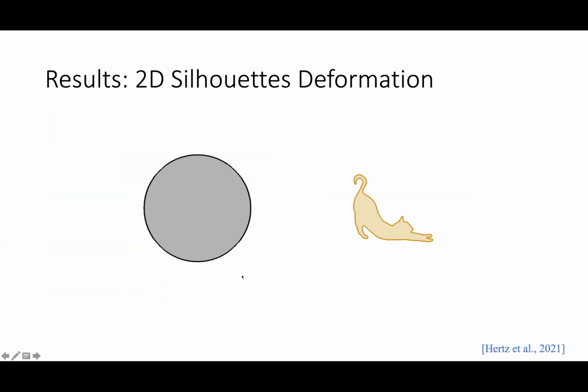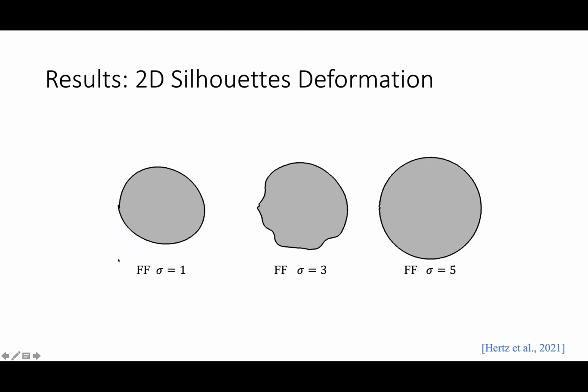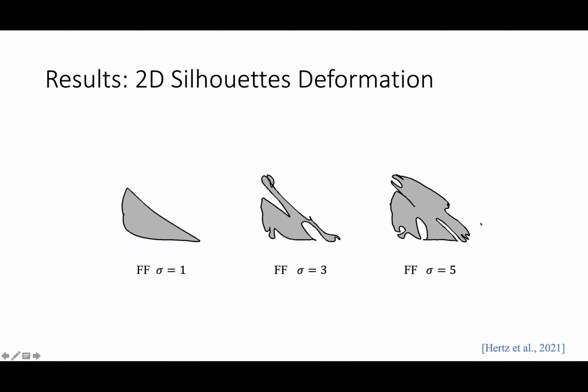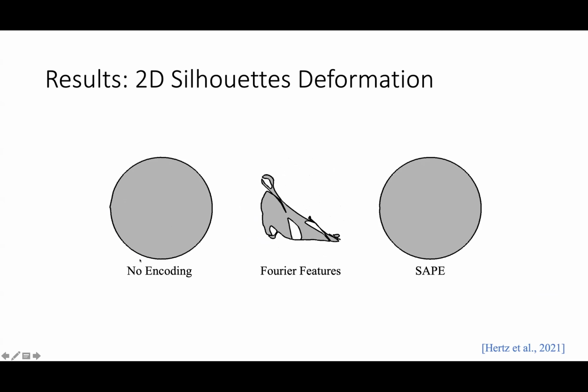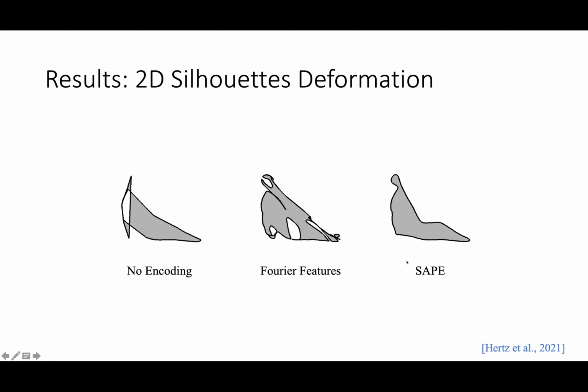So let's see some results. For the silhouette case, let's assume that we want to get a circle and bound it to this cat. If we look at Fourier features, it struggles to fit the silhouette to the cat. If you look at SAPE, because we learn things in a spatially adaptive way, and we can support both the high frequency locations and low frequency locations, we learn the whole shape in a good way.